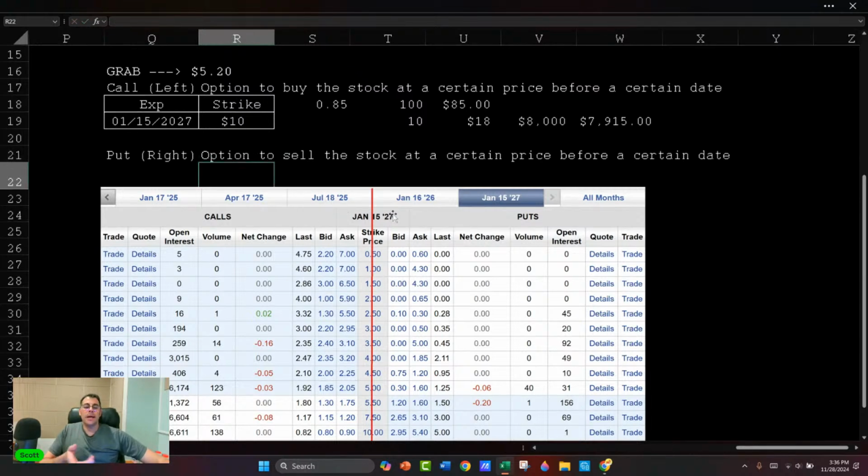So a put option is the opposite. That's everything on the right. That gives you the option to sell the stock at a certain price. So when you buy an option, you don't have to exercise it. You can just let it expire worthless if you're out of the money. But if you're in the money, well, let's get back to what you said. I just wanted to explain it in case anybody didn't know.